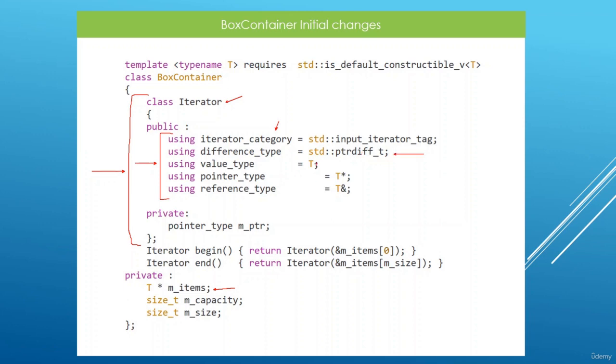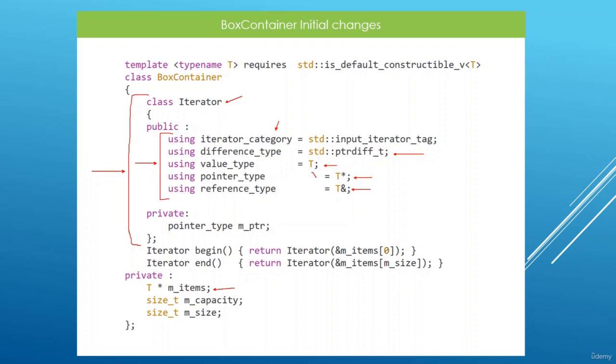You need to model value type, which is going to give you the type that your collection is storing. And in this case, it is storing T because this is our class template here. We need to model a pointer type, which is going to be a pointer to our type. We have that right here. We need to model a reference type, and we have that right here. Nothing really complicated. These are just standard type aliases that are expected by the standard template library.